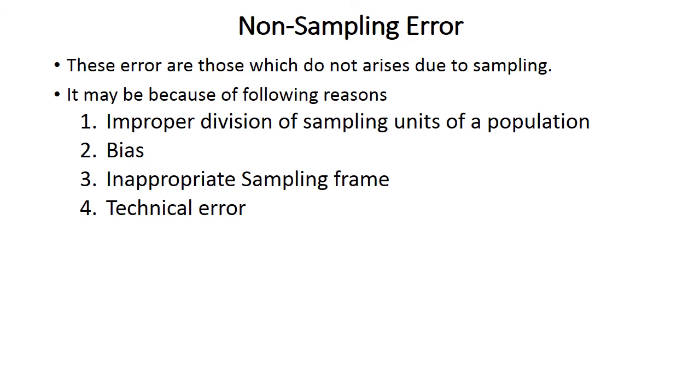It is difficult to prepare an exhaustive list of non-sampling errors. It may be because of the following reasons: improper division of sampling units of a population. It could be because of the bias of the researcher. It could be because of an inappropriate sampling frame or some technical error.